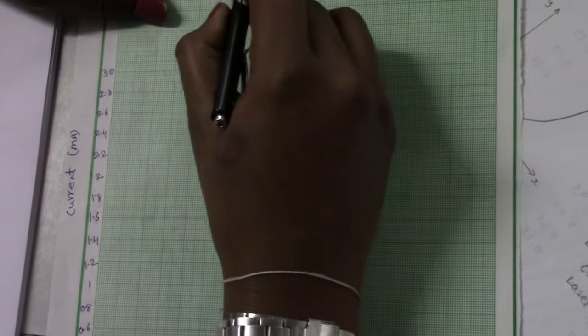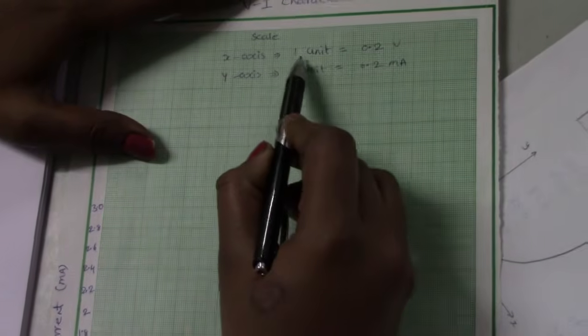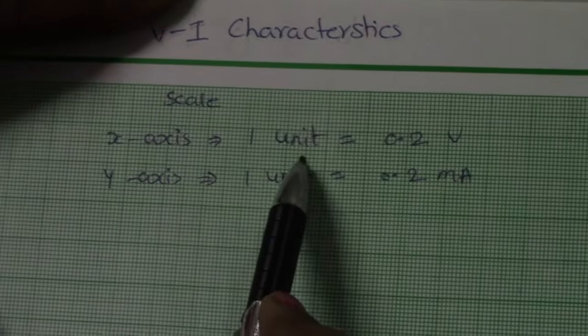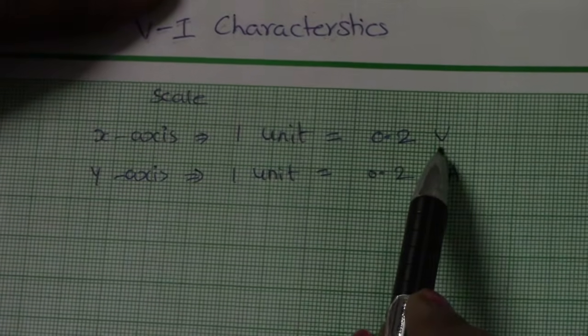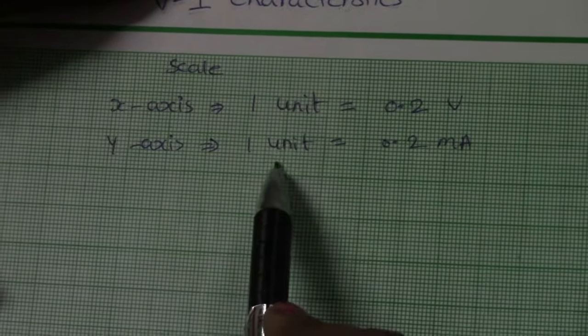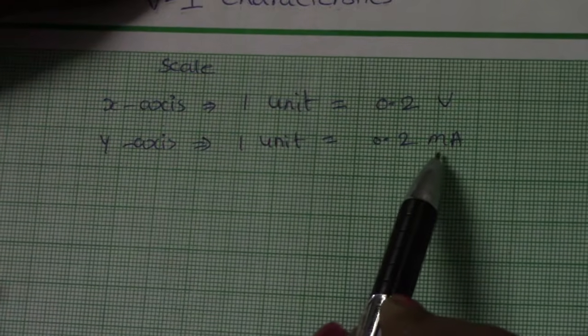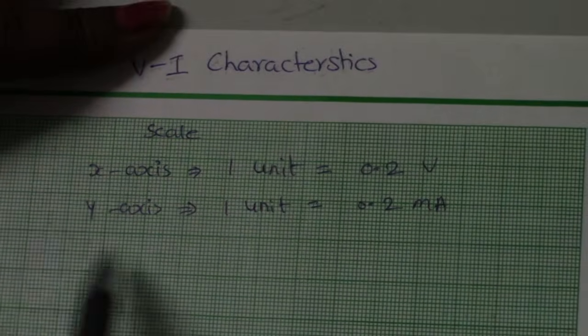So this is my scale here. On the x-axis I have taken each block, we call it 1 unit, equal to 0.2 volt. And on the y-axis 1 unit is equal to 0.2 milliamperes. This is the scale which I have taken while plotting this graph.